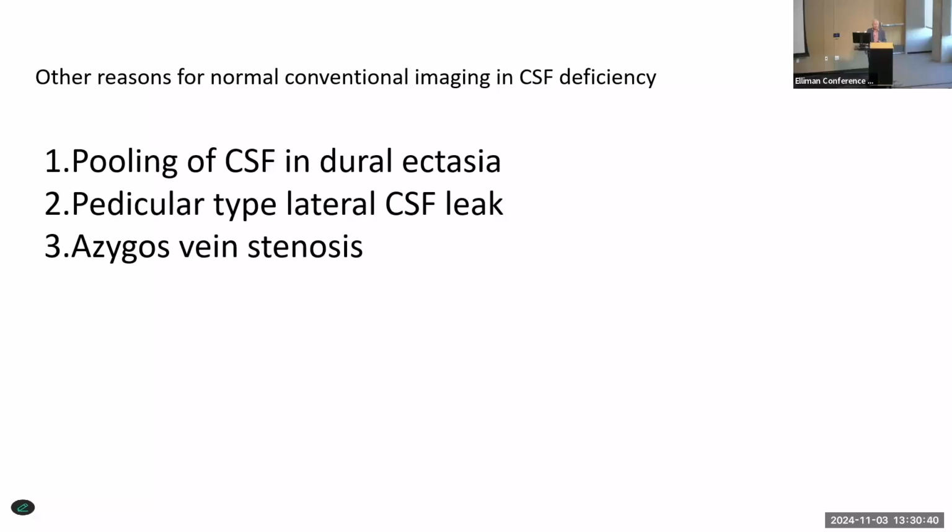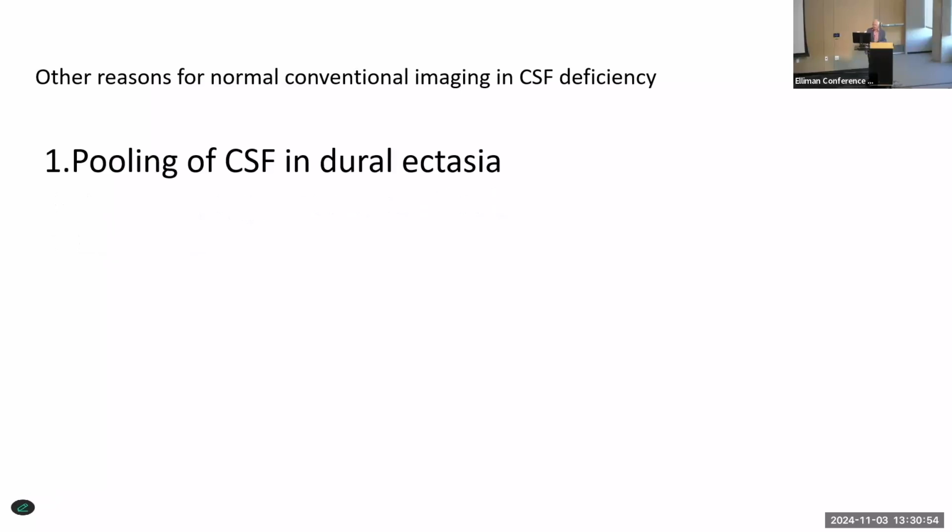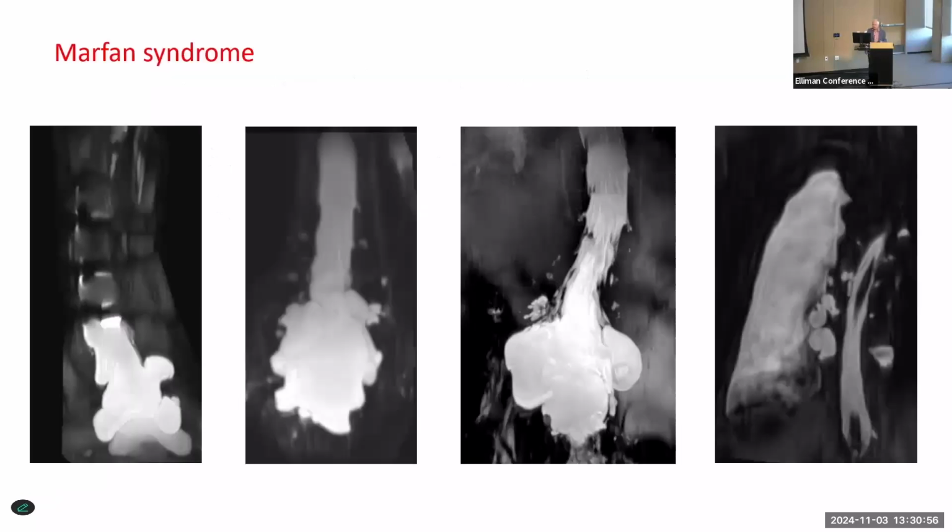One of them is pooling of spinal fluid. In the case of dural ectasia, you can have these tiny little lateral leaks that you don't see on MRI or conventional CT myelography, or you can have this narrowing of the azygos vein. For pooling of CSF, I'm talking about patients who have connective tissue disorders like Marfan syndrome.